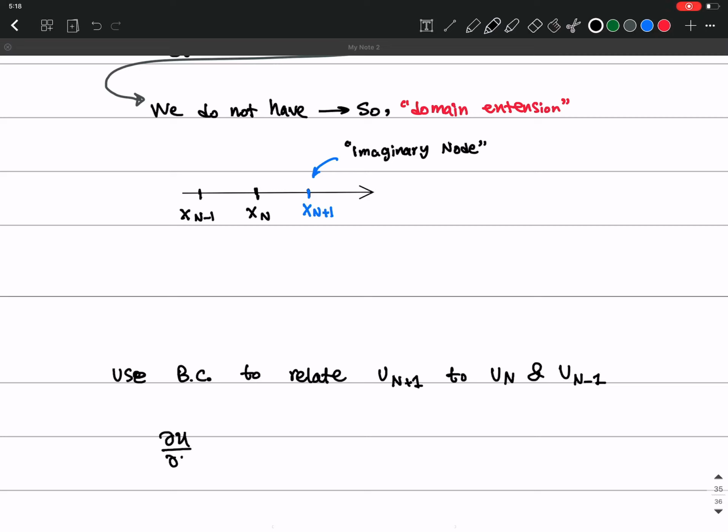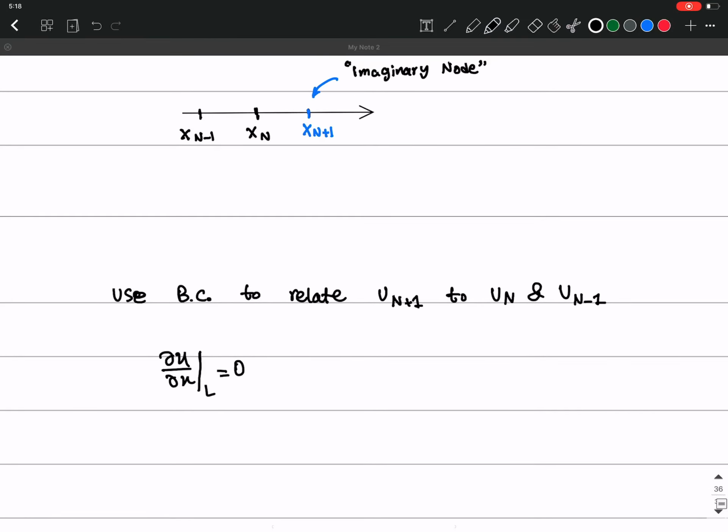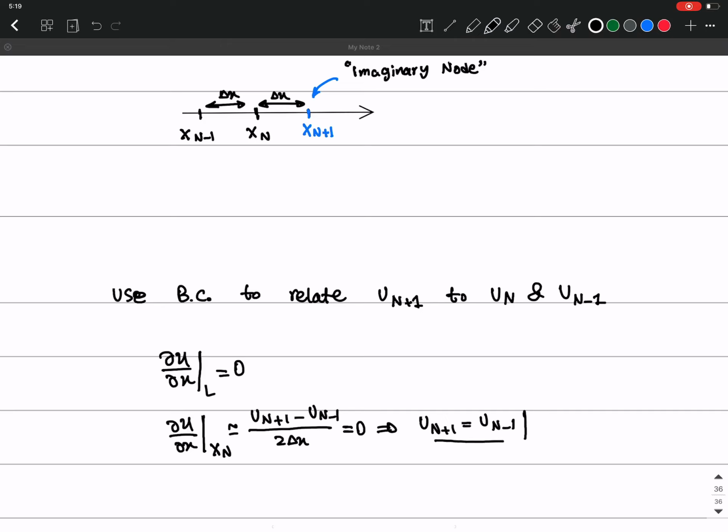I have partial u over partial x evaluated at L equals 0. This is the boundary condition I have. So partial u over partial x at x_n can be approximated as (u_{n+1} minus u_{n-1}) over 2 delta x, where I assume delta x is constant. And this is essentially 0 based on the boundary condition. So this boundary condition indicates that u_{n+1} should equal u_{n-1}. And this is an important finding.